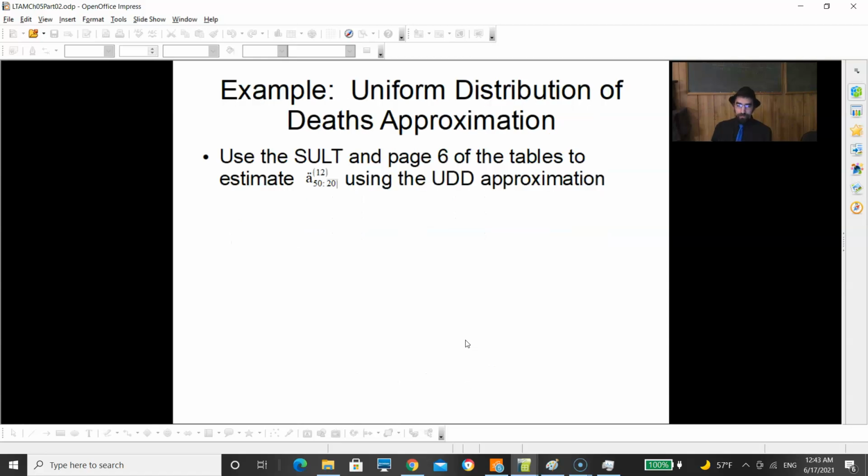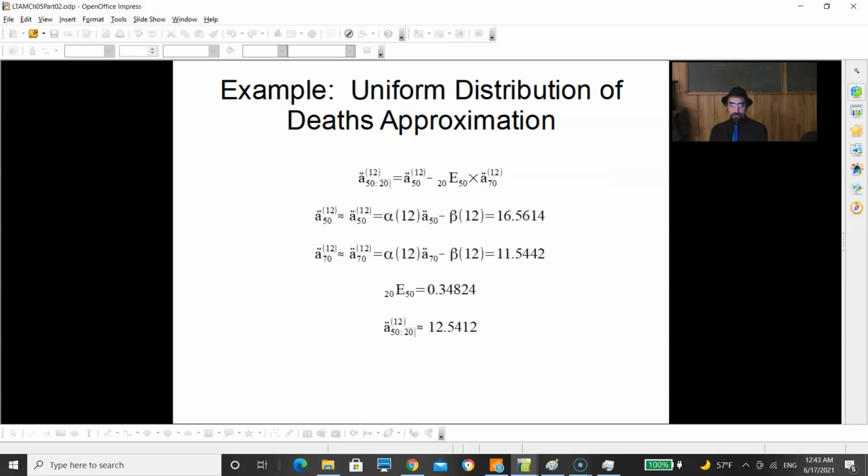So with that, sorry, I had an example here. Use the standard ultimate life table and page 6 of the tables to estimate a double dot super 12, 50 colon angle 20, using the UDD approximation. We just crunch our numbers in, and we get that it's approximately 12.5412. Notice before, using the Woolhouse approximation, we got 12.5416.